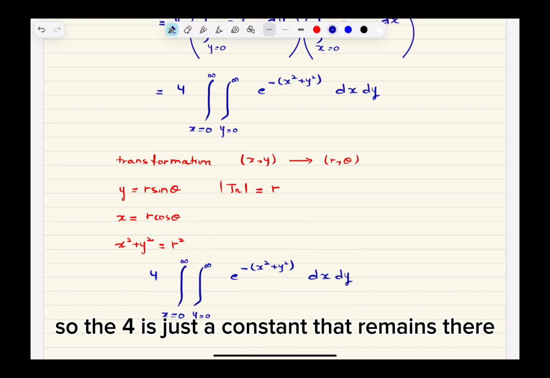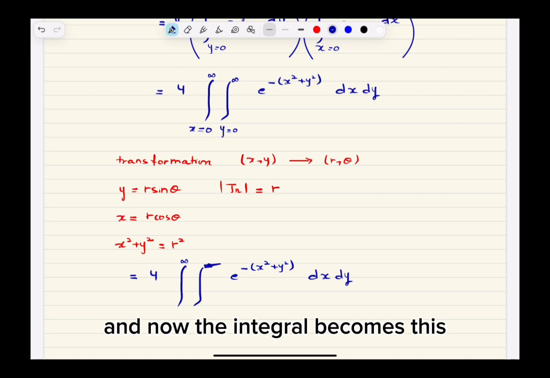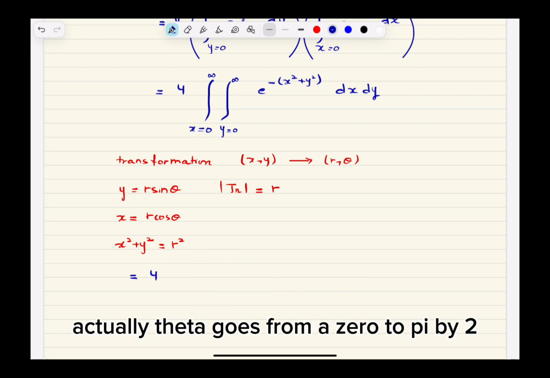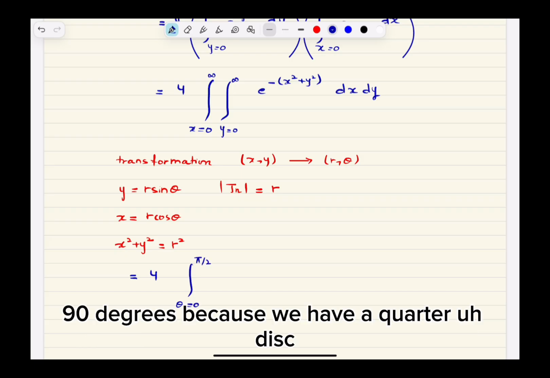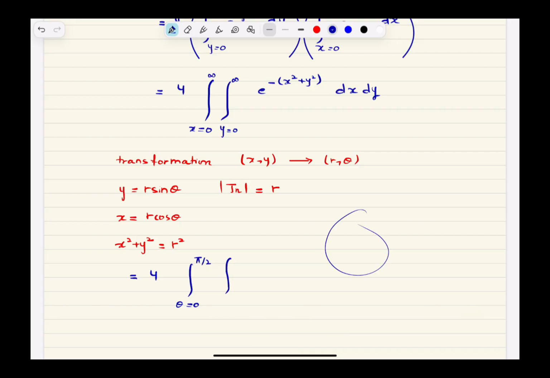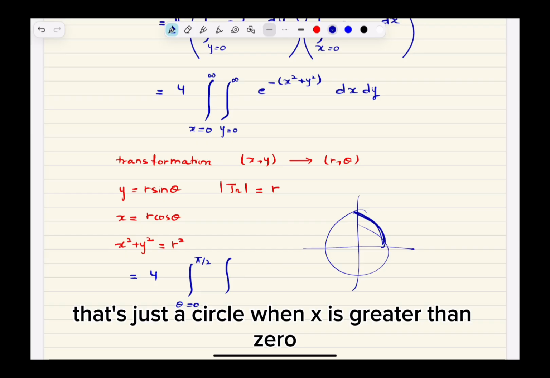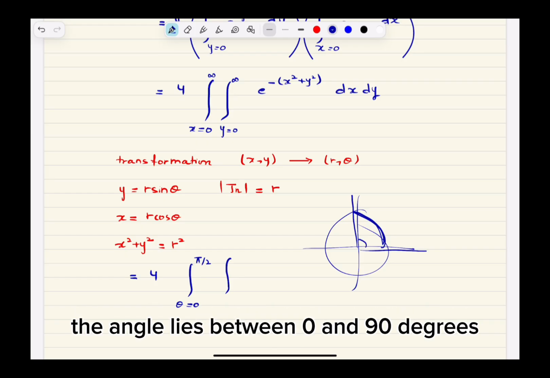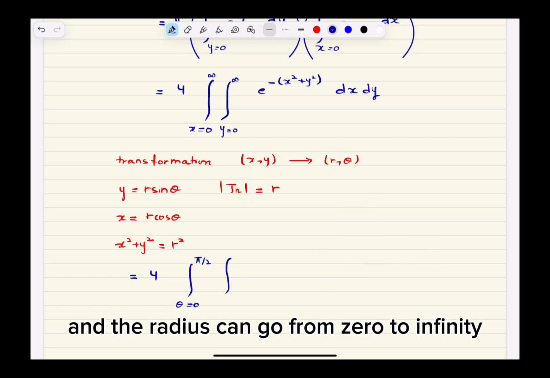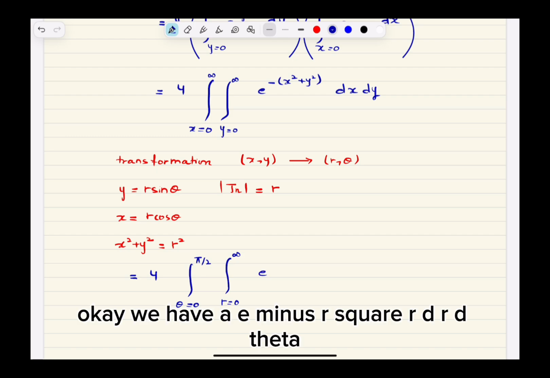So the 4 is just a constant that remains there, and now the integral becomes this. Theta goes from 0 to pi by 2, 90 degrees, because we have a quarter disk. This is the disk, right? When x is greater than 0 and y is greater than 0, the angle lies between 0 and 90 degrees, and the radius can go from 0 to infinity. We have e to the minus r square r dr d theta.